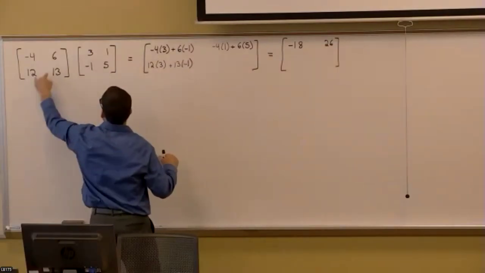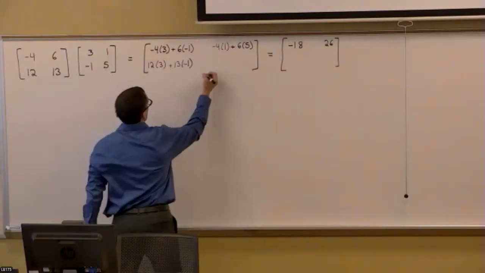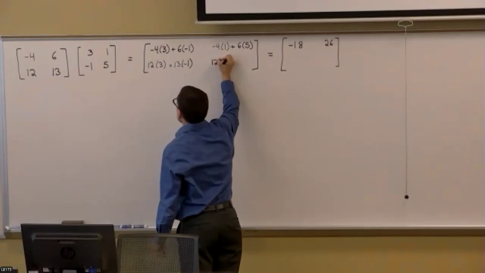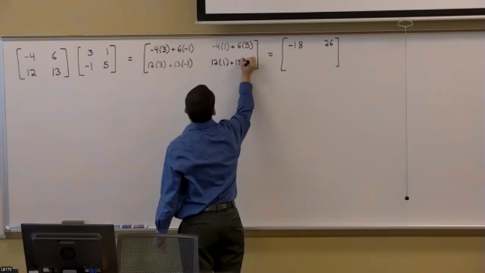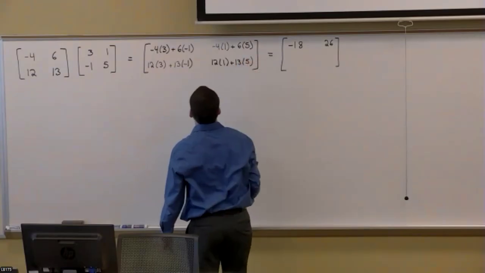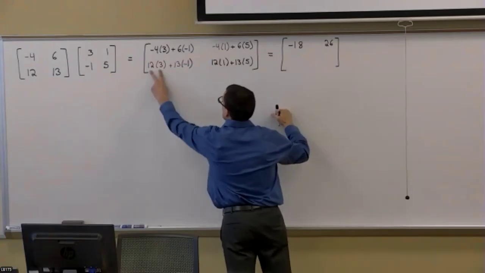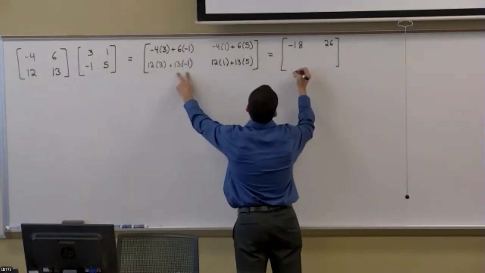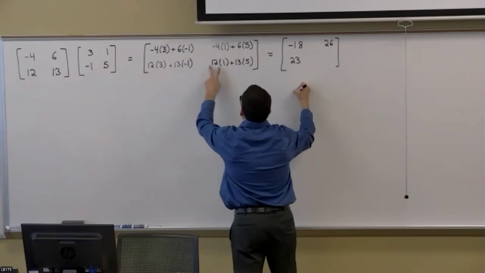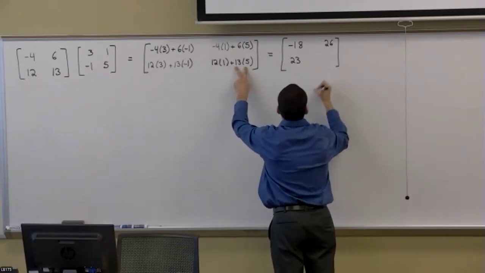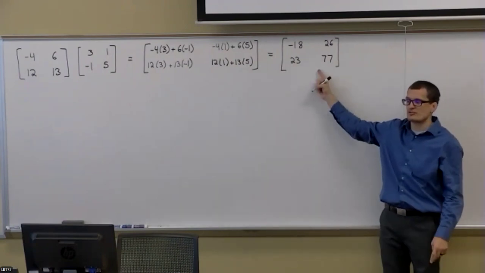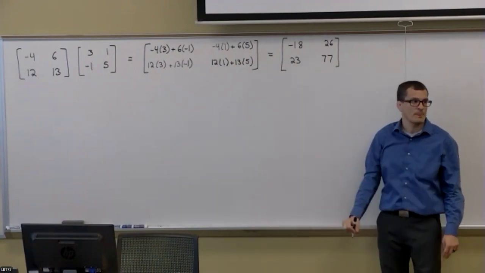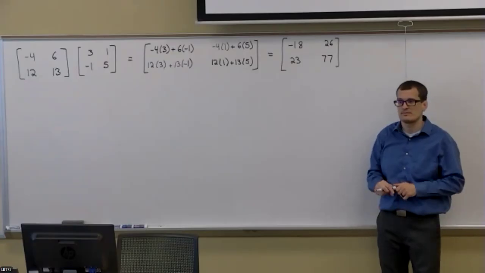Once you get good at this, it goes pretty quick, but it does take a minute to get used to. 36 minus 30. 12 plus 65. So the product of those two matrices is this one. Okay. Does that make sense?